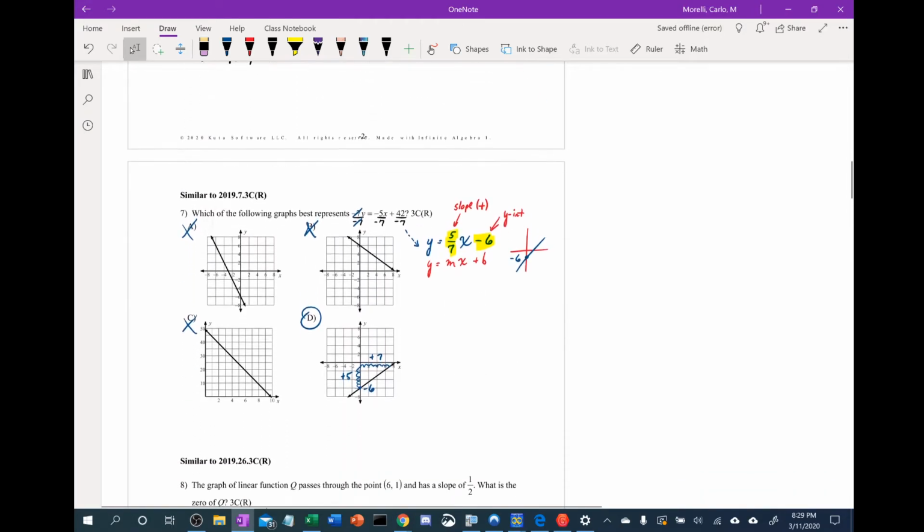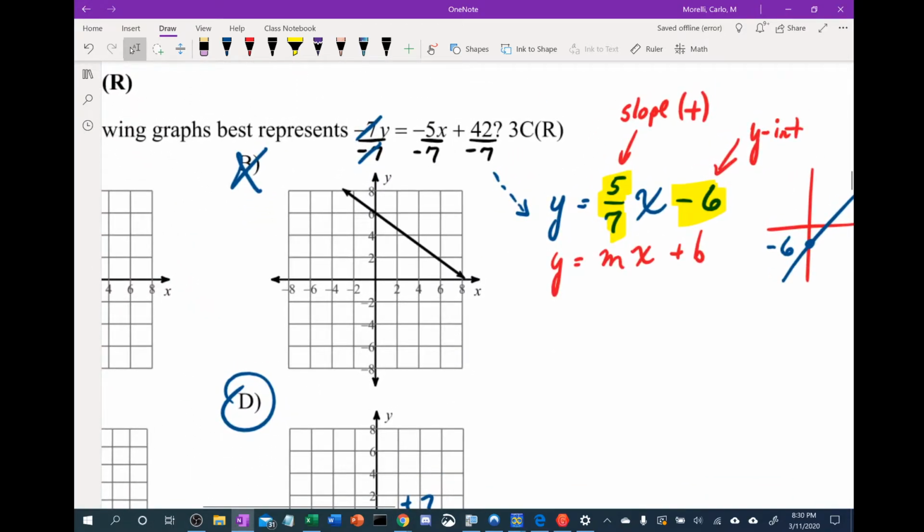I just can't help myself. There's one other little trick here that one student thought of that I thought was very good. It's kind of how my brain thinks as well. He said, okay, I got negative 7y, this was the original, equals negative 5x plus 42.